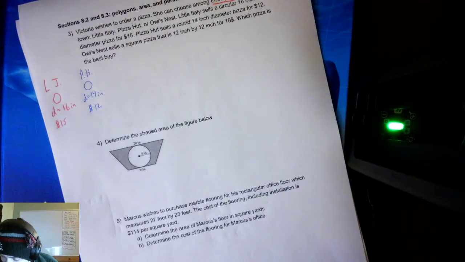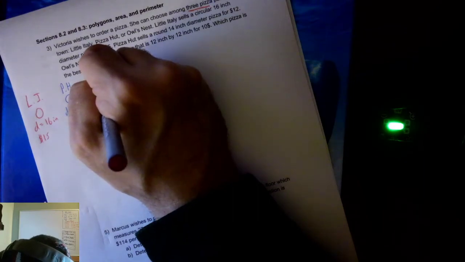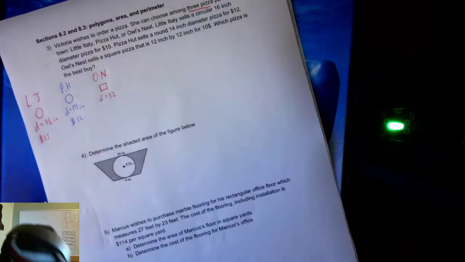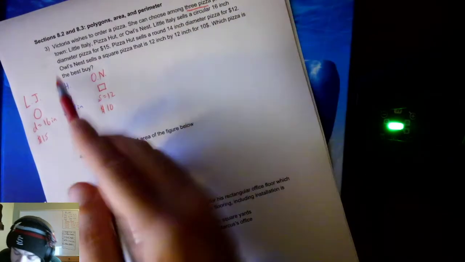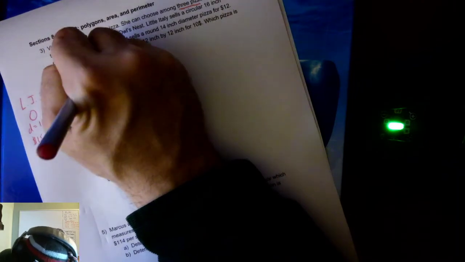And then Owl's Nest sells a square pizza that's 12 by 12. So we'll go back to red. Owl's Nest. They sell a square pizza that's the side, right? Squares have sides of 12 by 12, and it costs $10. Which pizza is the best buy?